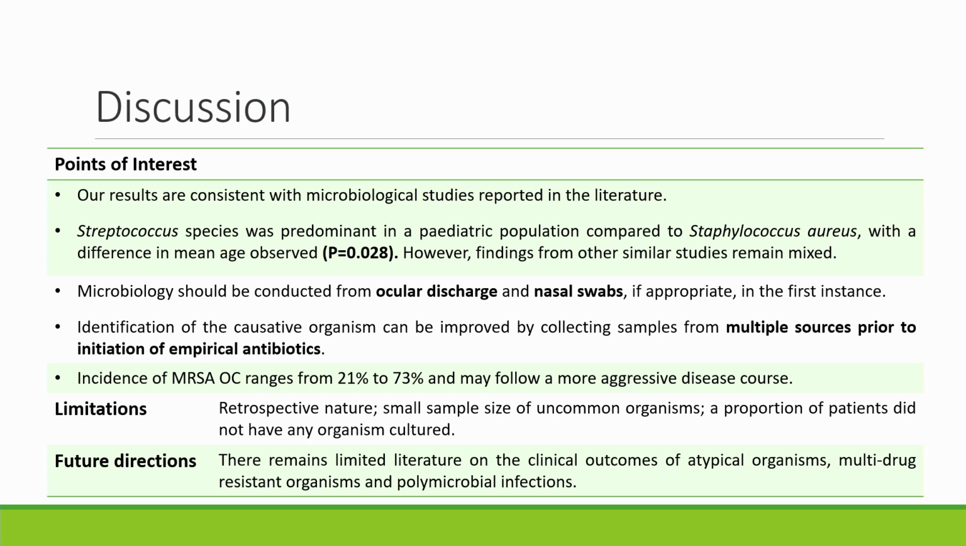Cultures obtained from surgical intervention from orbital abscesses or sinus cultures had the highest positive identification. However, in the absence of cultures obtained from surgical intervention, cultures from ocular discharge and nasal swabs also provided a relatively high positive yield. Our study findings support conducting swabs of ocular discharge and the nasal passage in the first instance, and it reaffirms that the identification of a causative organism can be improved by collecting samples from multiple sources prior to the initiation of empirical antibiotics.